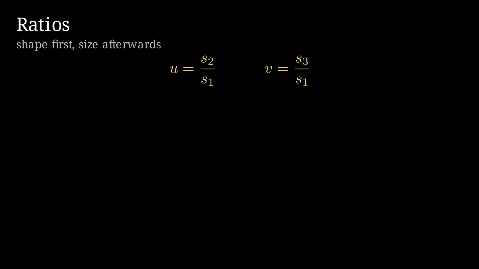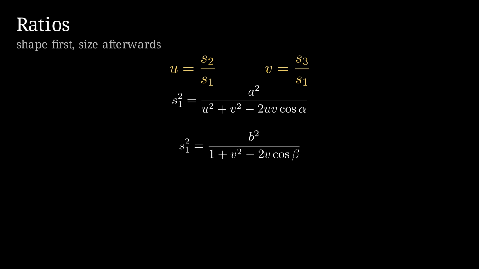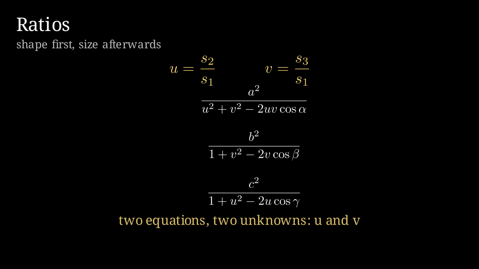Each equation can now be solved for S1 squared on its own. From the first face, S1 squared equals A squared over U squared plus V squared minus 2UV cosine alpha. From the second, B squared over 1 plus V squared minus 2V cosine beta. From the third, C squared over 1 plus U squared minus 2U cosine gamma. Three different looking expressions, and they're all the same number, S1 squared. So set them equal to each other, and S1 cancels out of the problem entirely.